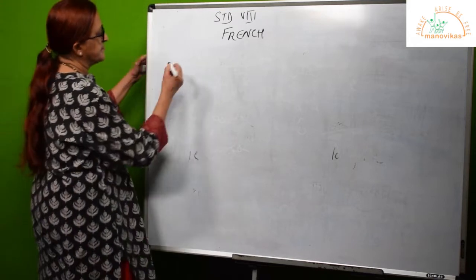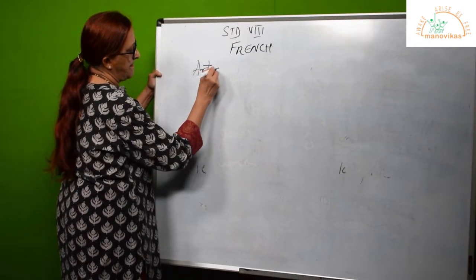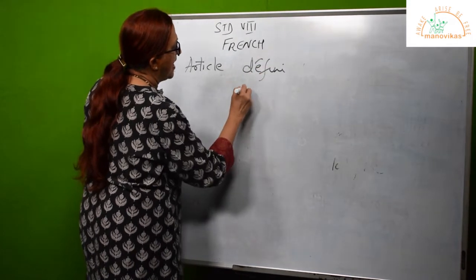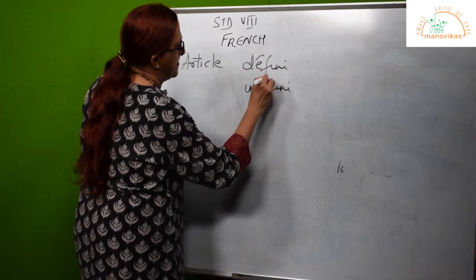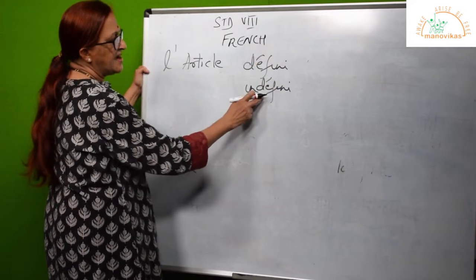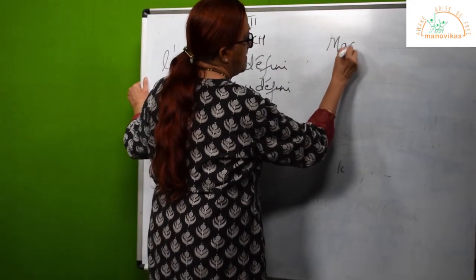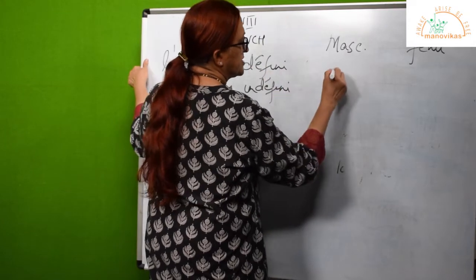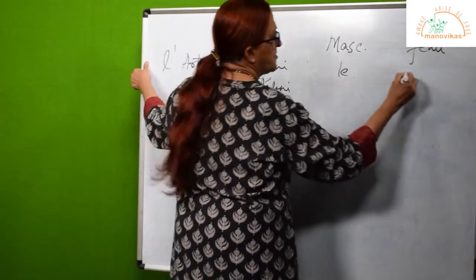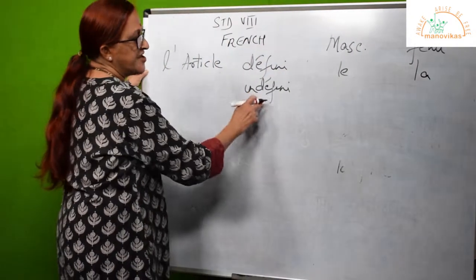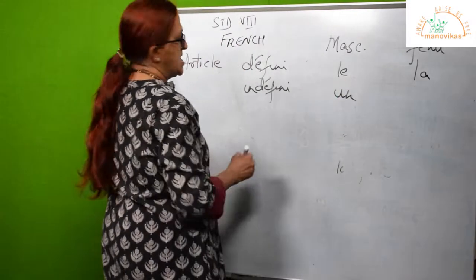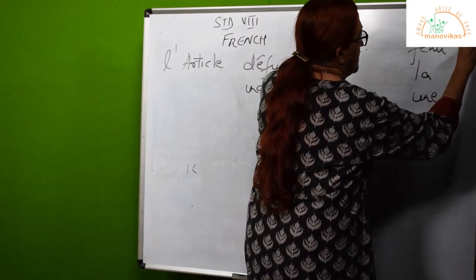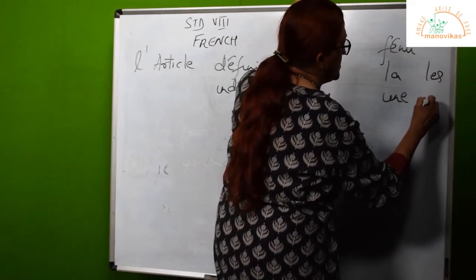So your articles are défini and indéfini. L'article défini, l'article indéfini. Masculin and féminin. So, l'article défini in masculin is le. L'article défini in féminin is la. L'article indéfini in masculin is un. L'article indéfini in féminin is une. Now, plural. For both, this will be les and this will be des.